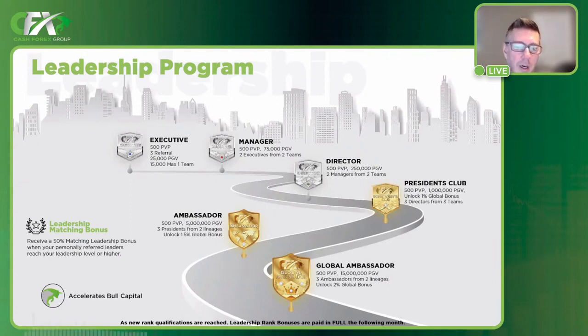Manager, of course, unlocks levels 7 and 8. How do you reach manager? Very simple. You assist 2 individuals in reaching executive. They have to be from 2 different lines of lineage or 2 different teams, and you will automatically be propelled to manager. Hitting director is accomplished when any 2 individuals in your organization reach manager. Hitting president's club, of course, any 3 people in your organization will hit director, and so on and so forth. And this is how you navigate this roadmap to unlocking all of the ranks that CFX offers.